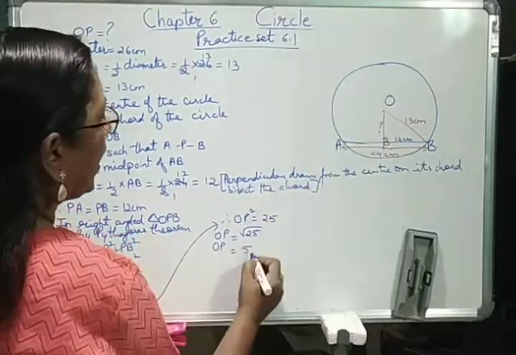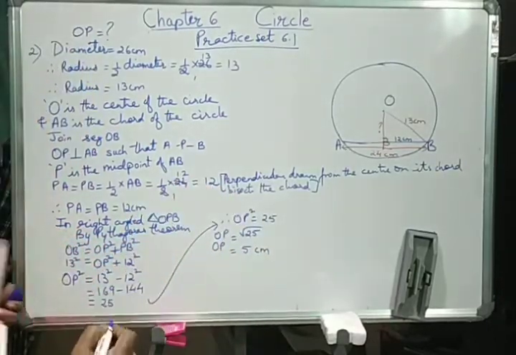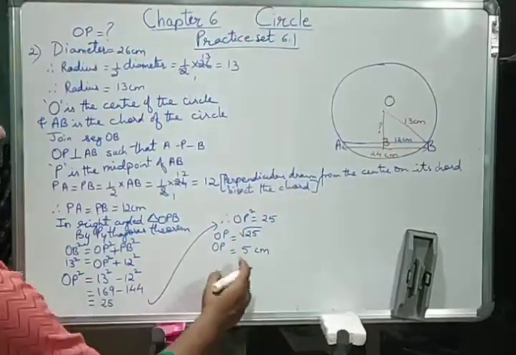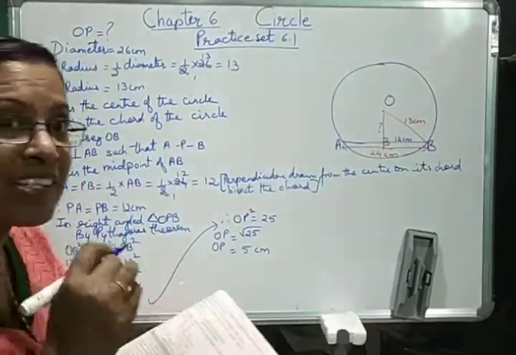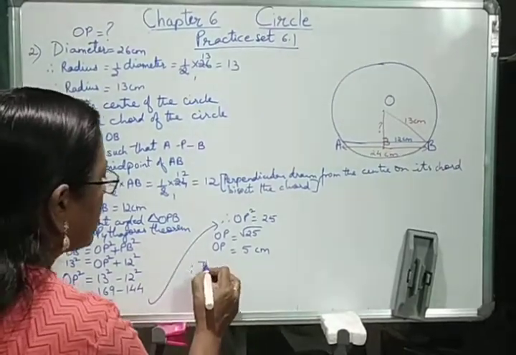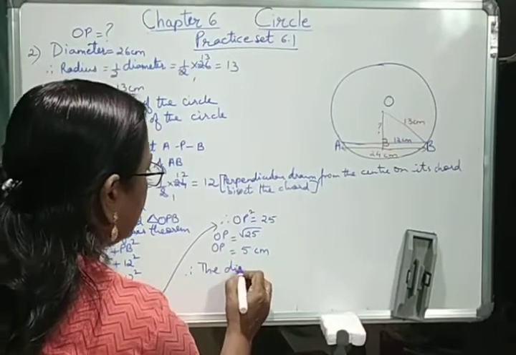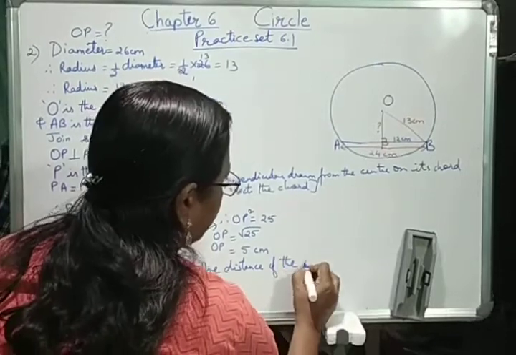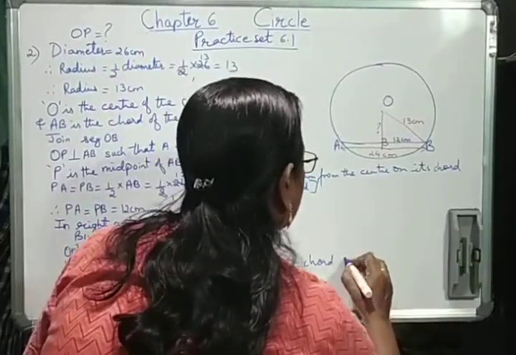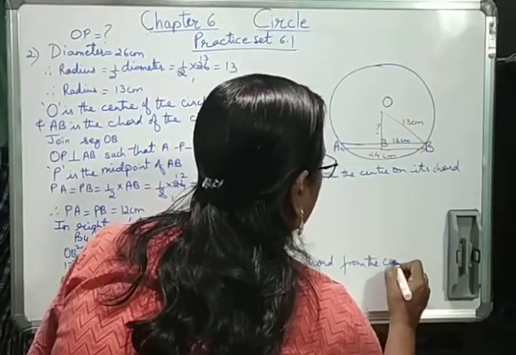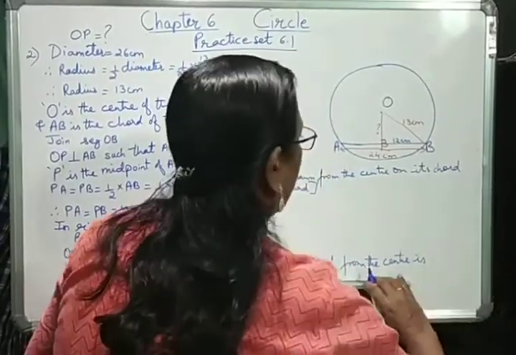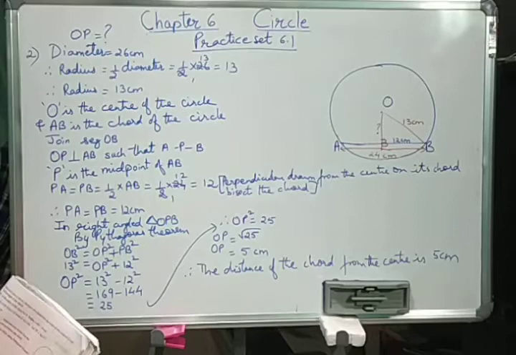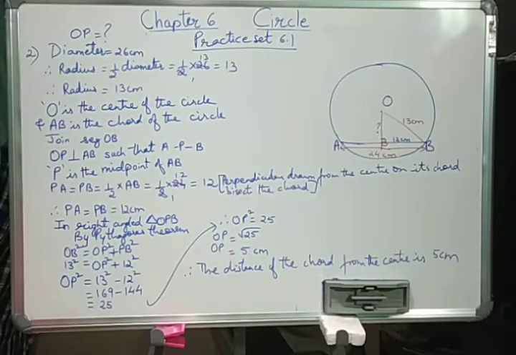So your OP is how much? 5 centimeter. So finally you have to write down, therefore the distance of the chord from the center is equal to 5 centimeters. So that last statement you have to write down. Therefore the distance, so OP we found out, therefore the distance of the chord from the center is 5 centimeter. So this sum is completed. Now I'm going to do the third sum.